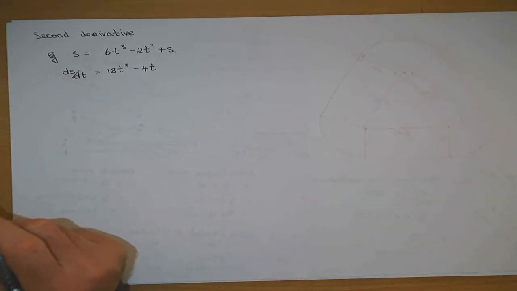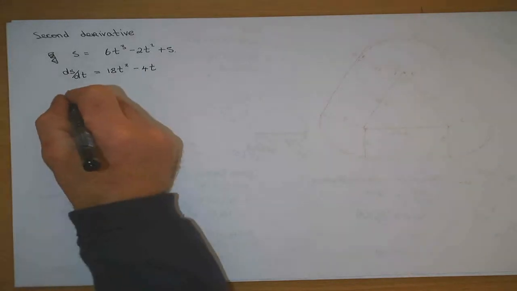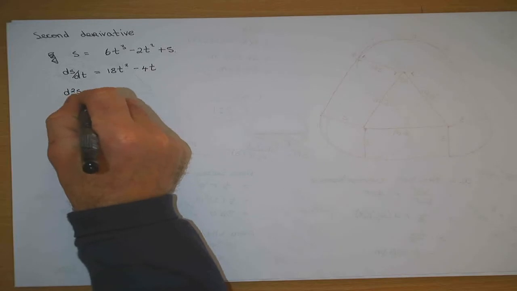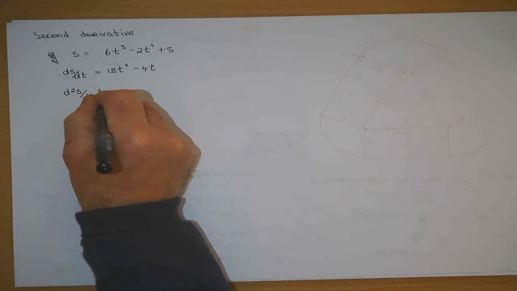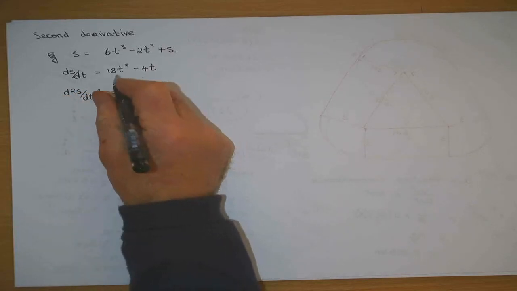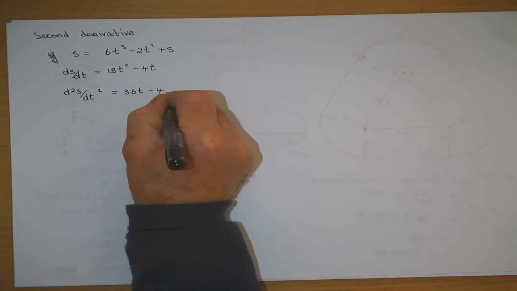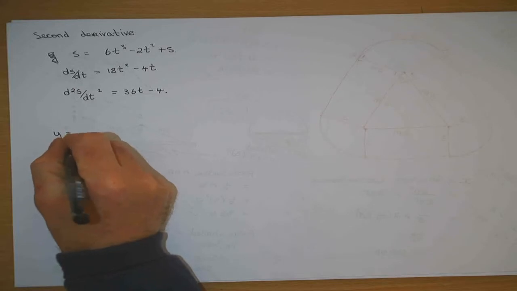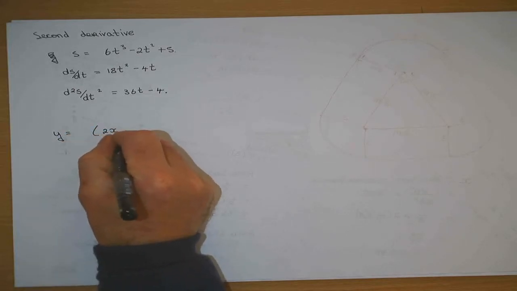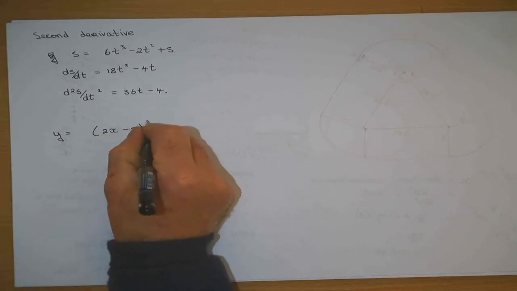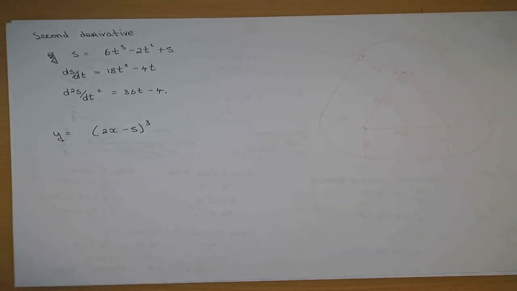That is the first derivative. But if I differentiate again, it's known as d2s dt squared. And that's the second derivative. Two 18s, 36t minus 4.